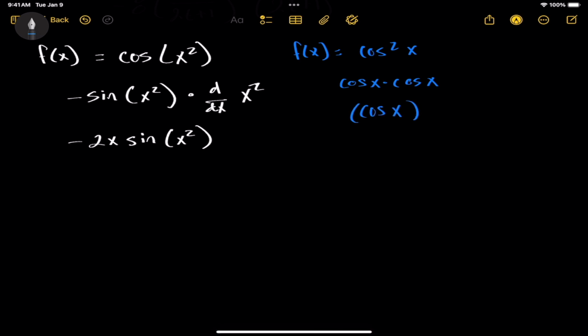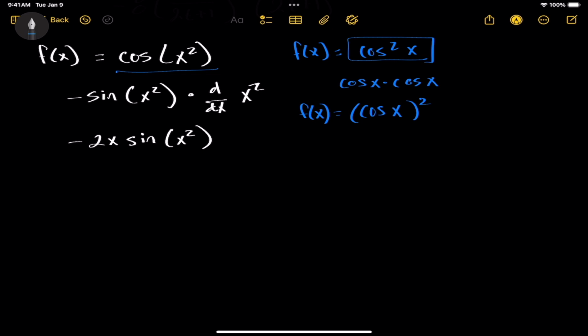So we can write this original function here as cosine x to the power of 2, with parentheses, of course. This is not the same as the first one we saw here. This one, the only thing that's squared is the inner function, which is x. Here, the cosine x is squared. So we can go ahead and use the chain rule now.